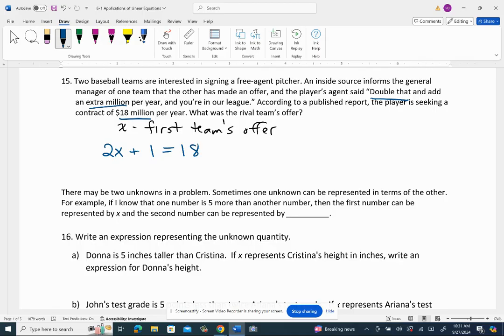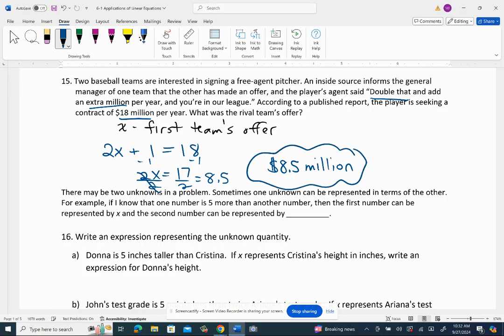All right, so then we can solve that. We can subtract 1 and get 2x equals 17, and then divide by 2, and we wind up with 8.5. So the first team's offer must have been $8.5 million. And then if they double that and added 1, the other team, if they wanted to have the player sign with them, would then be offering $18 million.